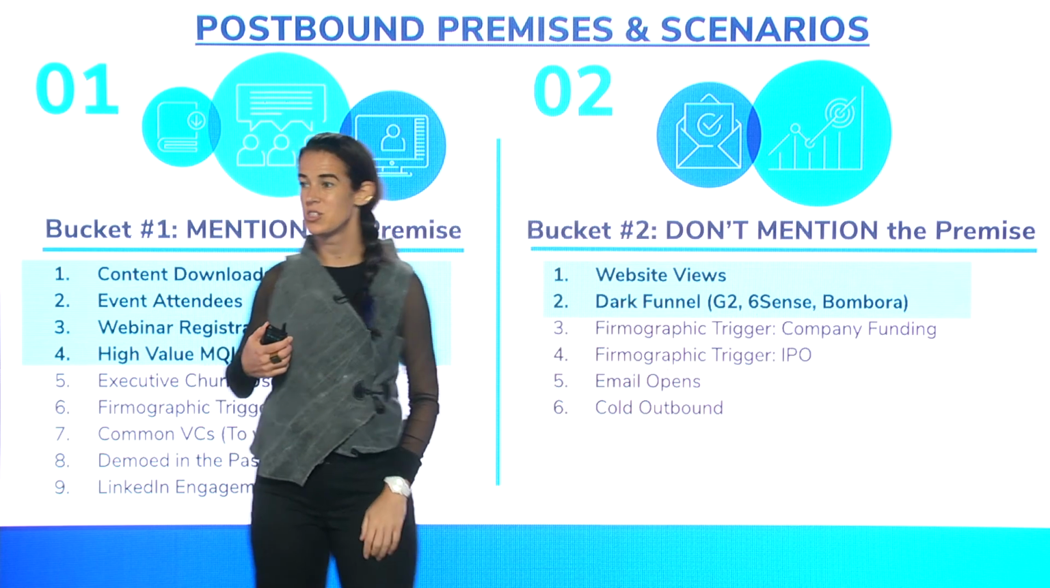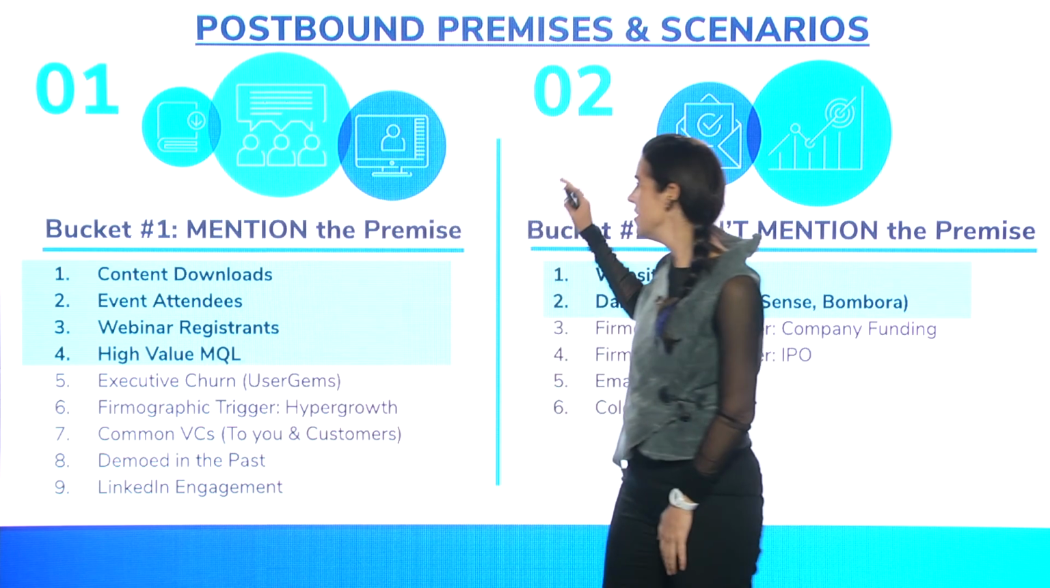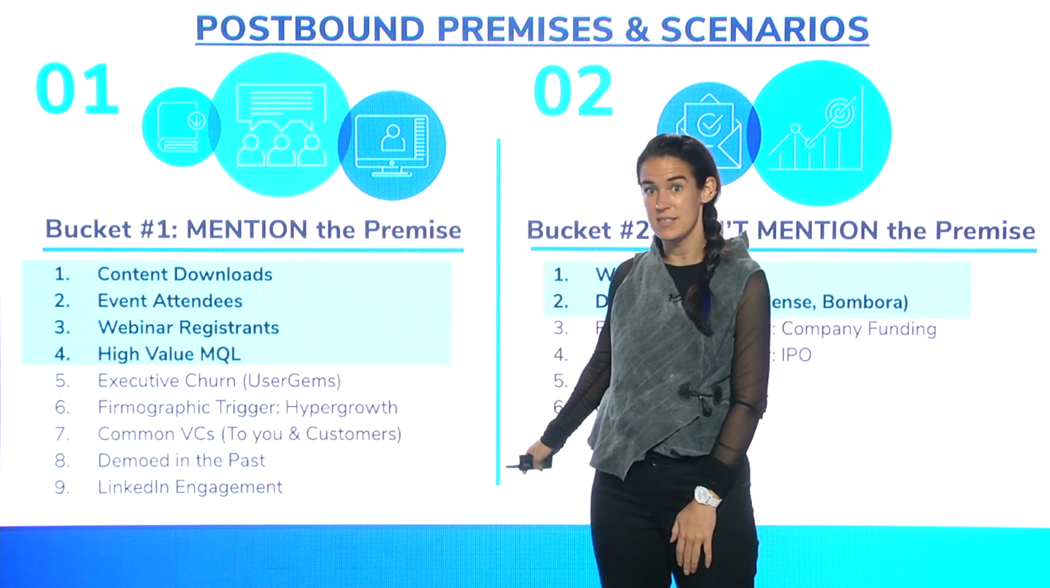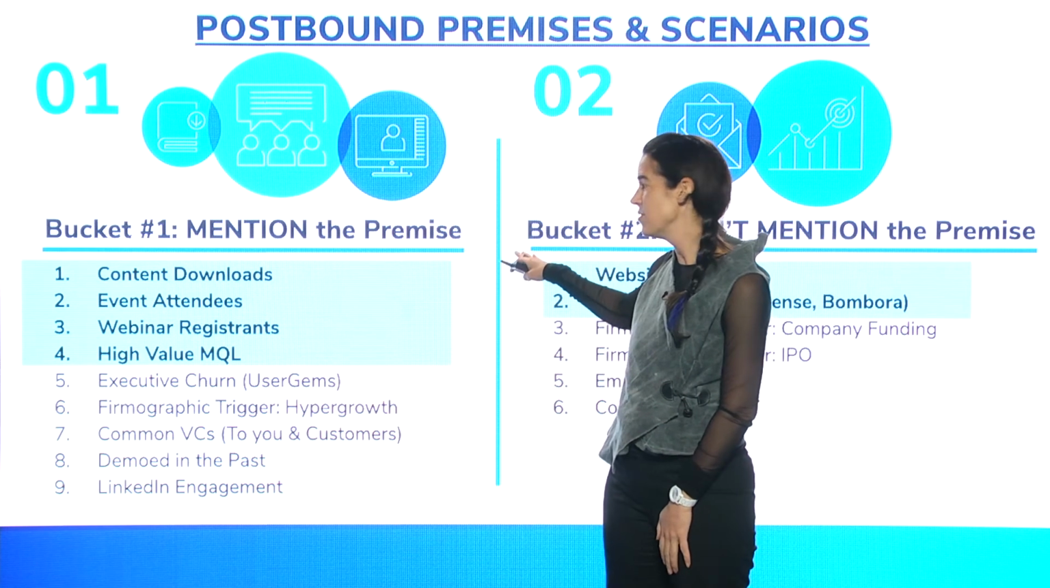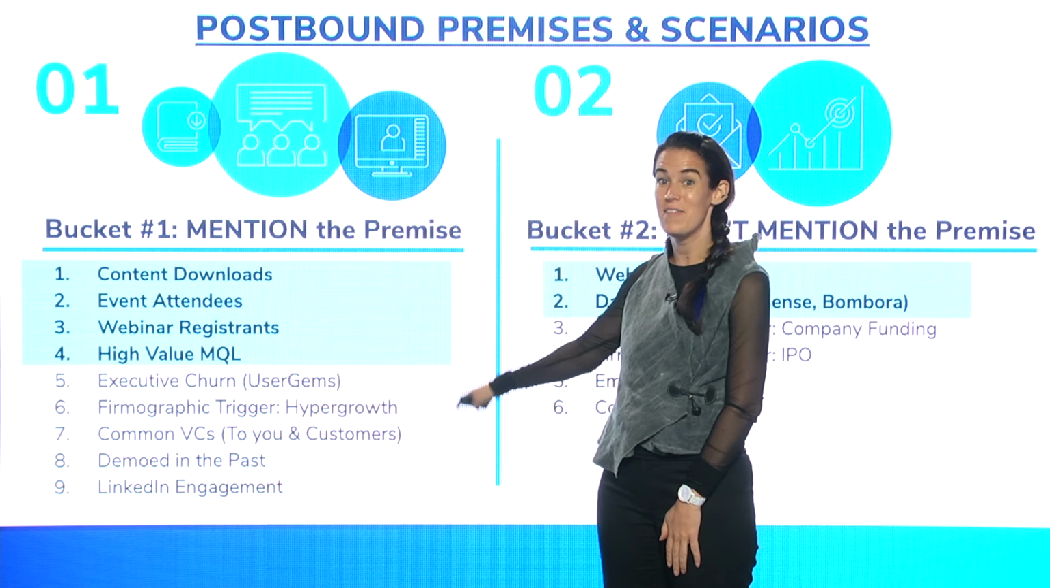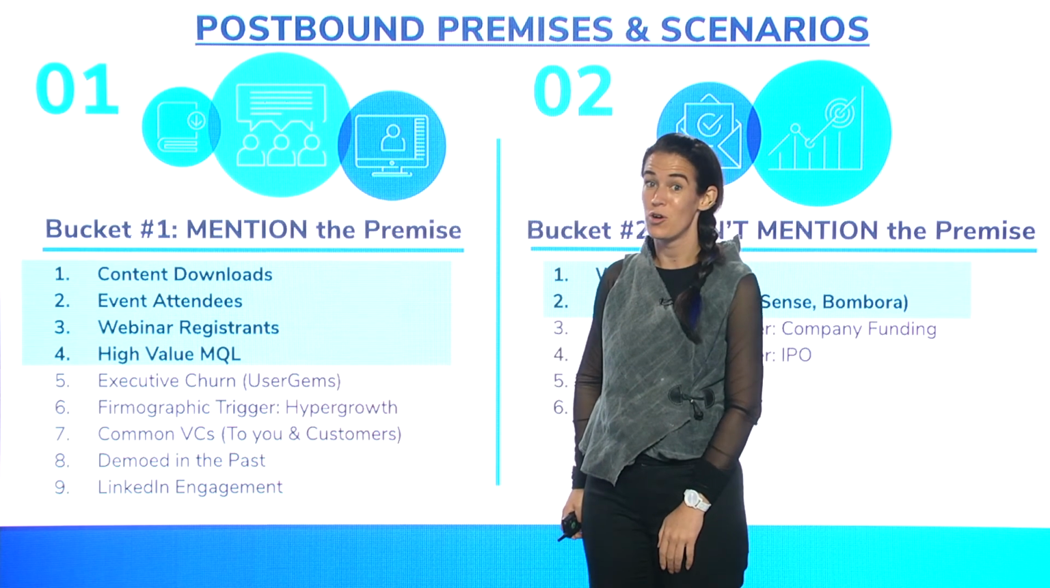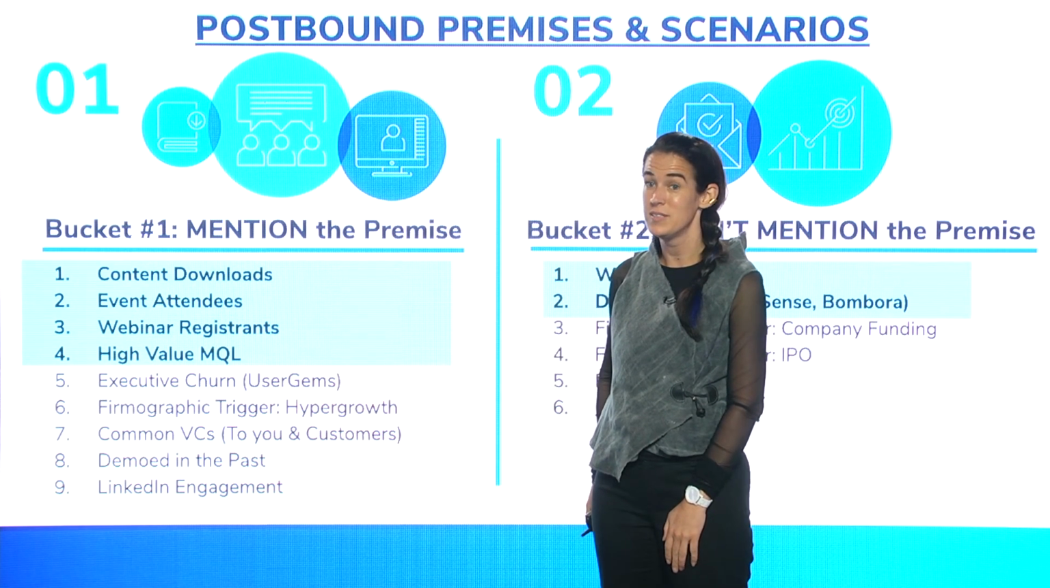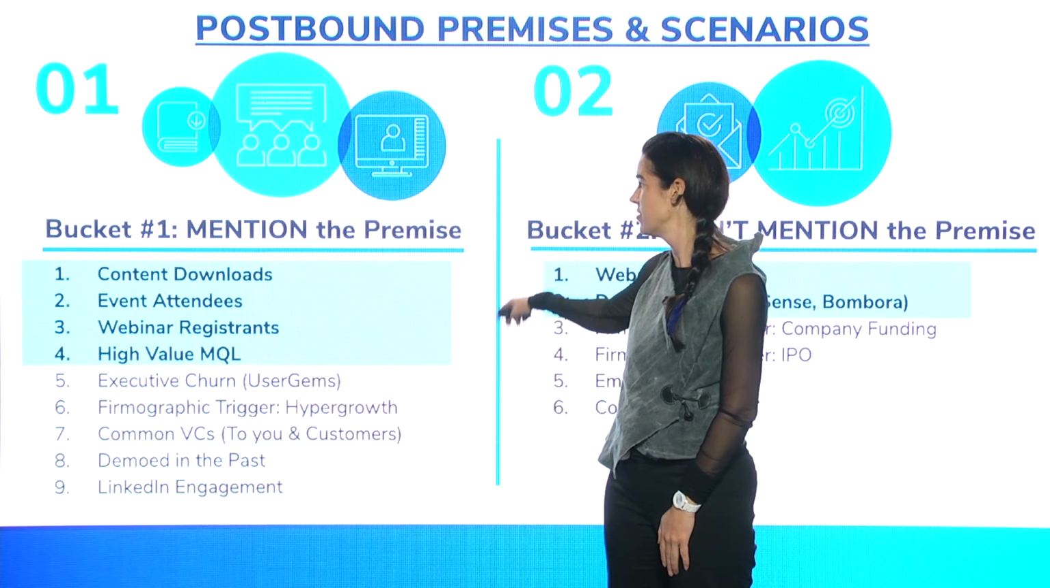But point being, let's start with bucket 1 very briefly here. These are all the sequences that I had assembled on my team. Content downloads, event attendees, webinar registrant, high value MQL. Maybe they viewed your website or opened enough of your emails to where they MQL'd outside of these initial efforts.